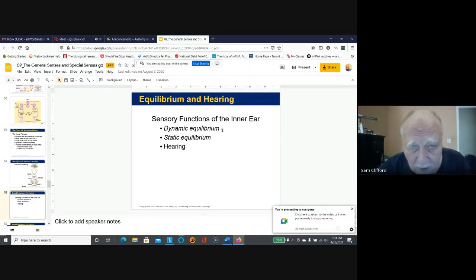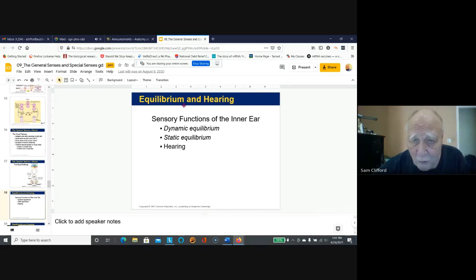Now we're talking about hearing. So the ear is involved in hearing, but we also have a whole series of structures that help us maintain the position of the head and allow us to keep our head in a certain position, whether we're sitting or running.